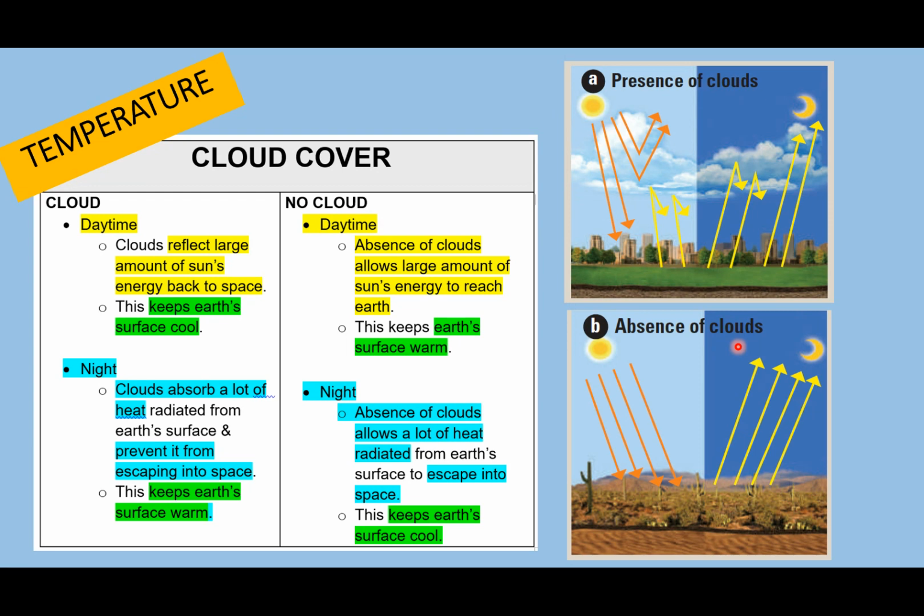In the absence of clouds in the daytime, the sun's energy reaches the Earth in large amounts. This keeps the Earth's surface warm. In the nighttime, absence of clouds allows a lot of heat radiated from the Earth's surface to escape into space. This keeps the Earth's surface cool.